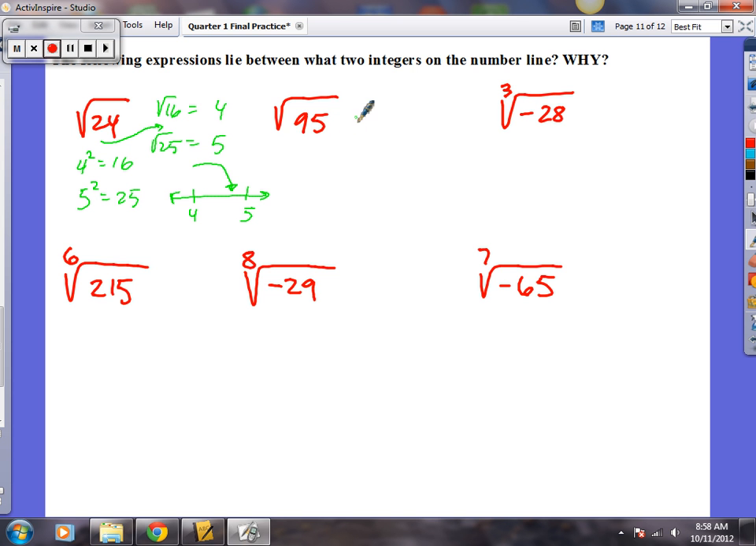Square root of 95, same thing. I know that 9 squared is 81. I know that 10 squared is 100. So, square root of 81 is 9. Square root of 100 is 10. 95 is between 81 and 100. So on my number line, my answer is going to be between 9 and 10, somewhere in here.